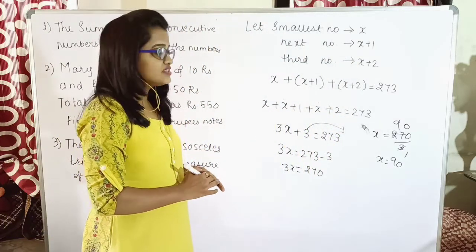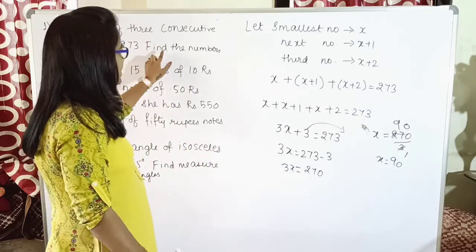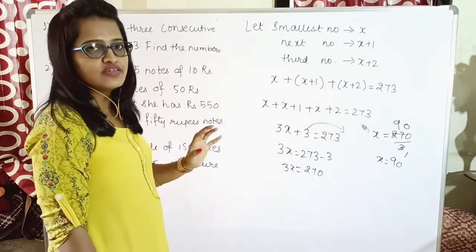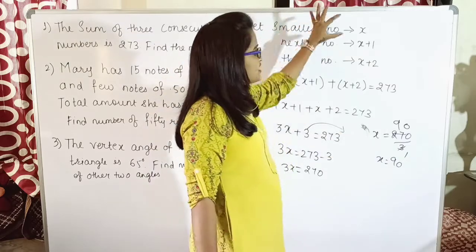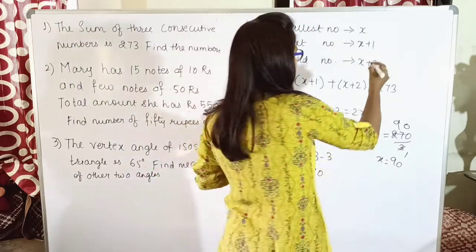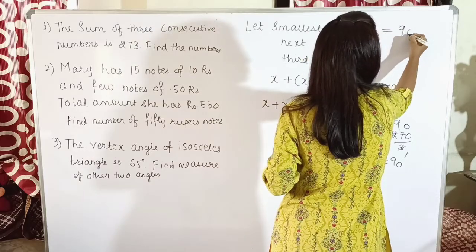No. Let us again reread the question. Find the numbers. It means I have to find the numbers. Now, what did I consider x to be? X I have considered as my smallest number. It means the smallest number, what did I get? I got it as 90.